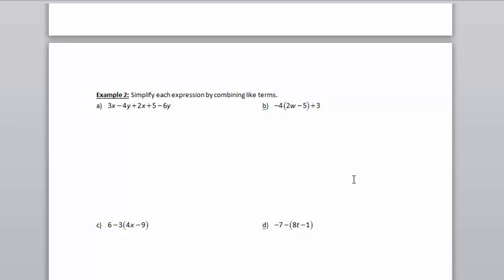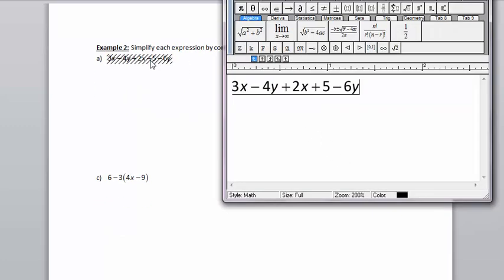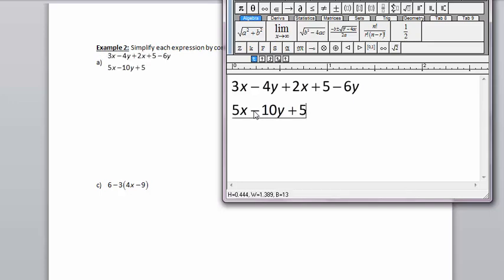Let's look at a couple examples here where we want to simplify each expression combining like terms. In the first one, note that there are some x's, some y's, and some plain numbers. So let's group those. The x's, we have 3x and 2x, that's going to give us 5x. Negative 4y and negative 6y will give us negative 10y. And plus 5 is all alone, nothing to combine that with, there are no other constants.